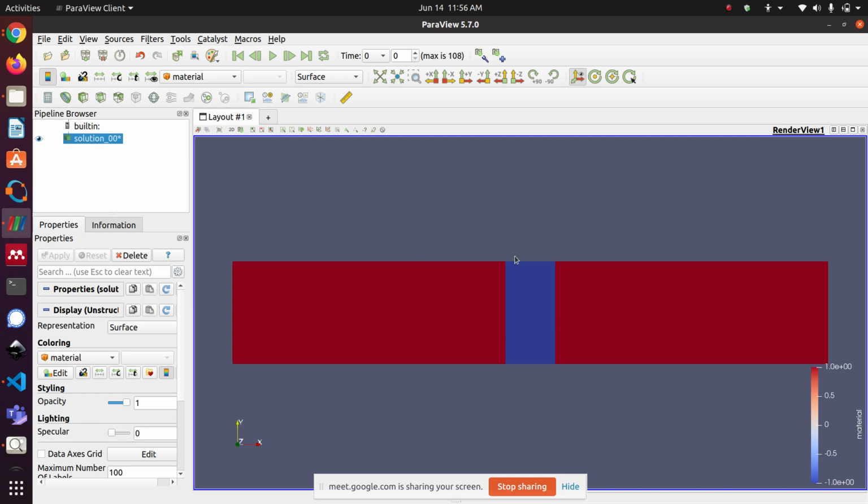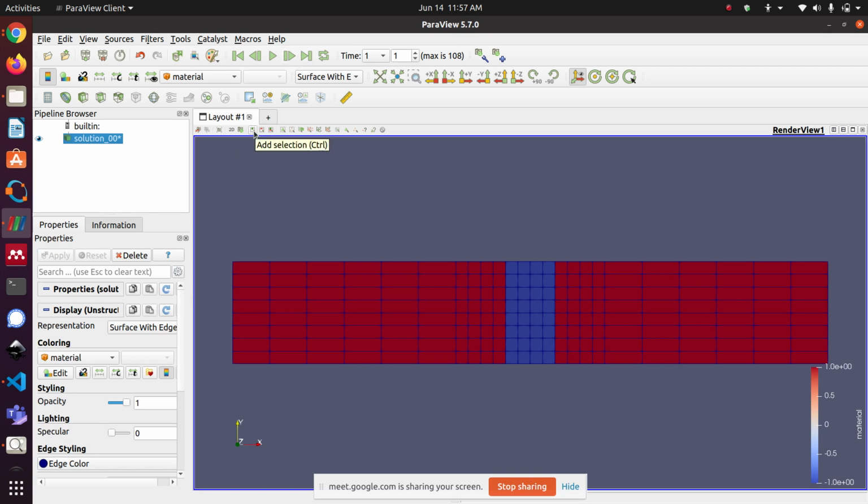So there are two equations involved: the Navier-Stokes equation in the fluid part and elasticity equations in the solid part. This looks like a very simple problem. It's really not. This is the grid I'm using. I have discretized the domain. This grid is not sufficient, but I'm just showing you what I've done.